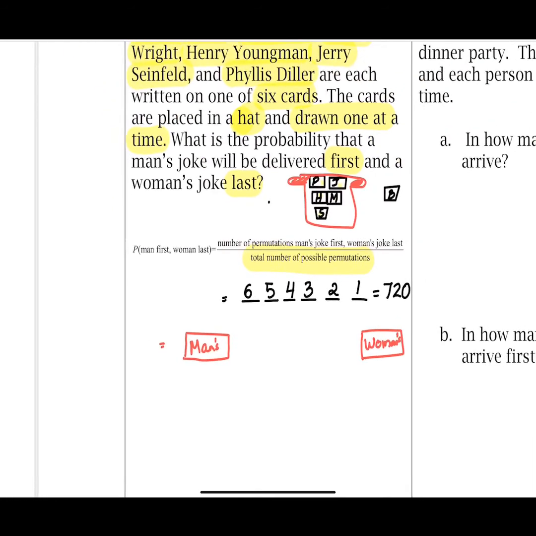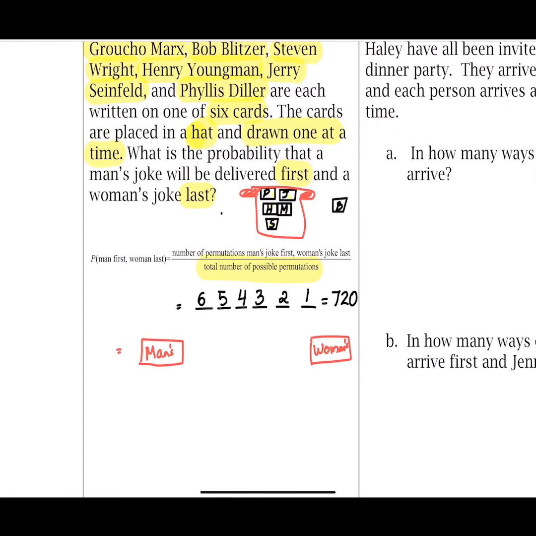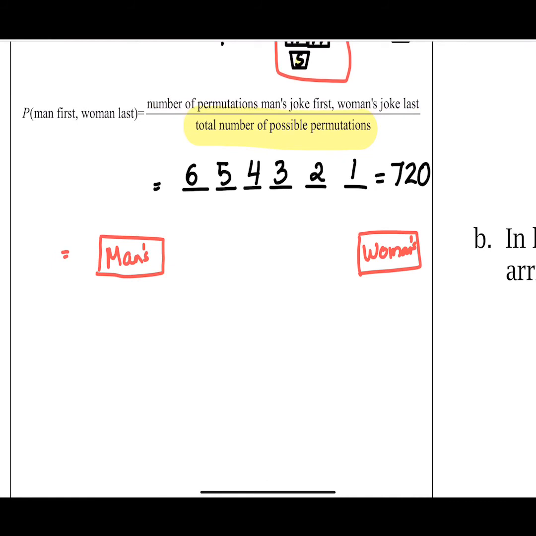So let's see how many females we have in this. We only have one, which is Phyllis. So the only way that Phyllis can go at the end is one way. So that's 1, and then I have 5 options, 1, 2, 3, 4, 5. The last option is Phyllis, which is only one way she can be there. So that's taken care of.